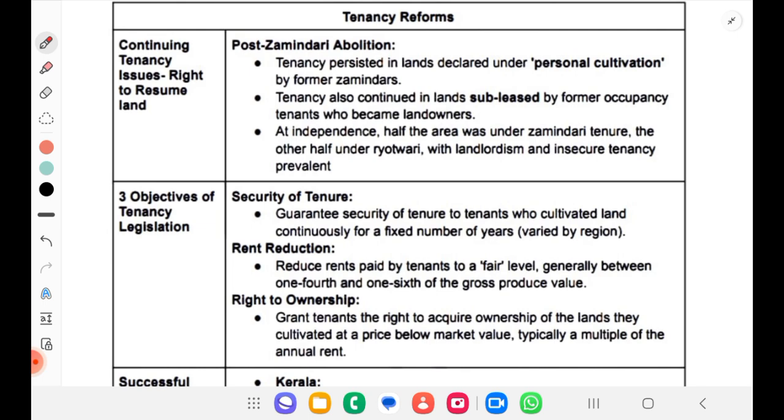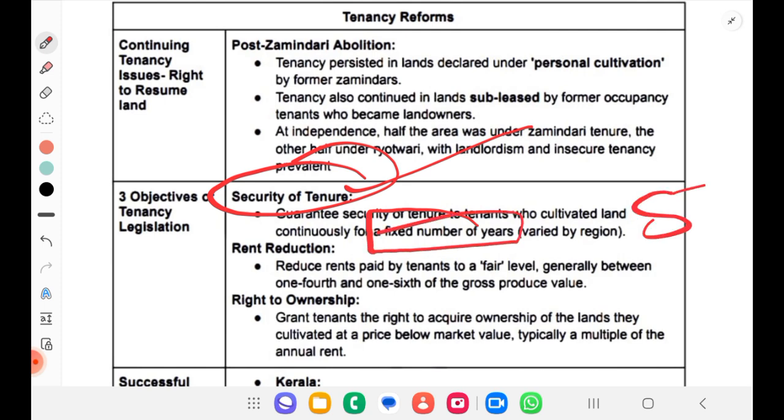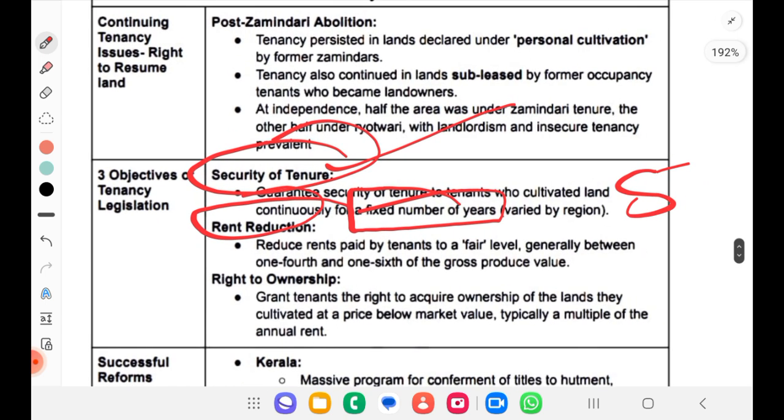So there are some tenants also left out, right? For them, there should be a security of tenure, guarantee security of tenure to tenants who cultivated land continuously for 5 years. Not for everyone, for those who cultivate for 5 years, for them there should be a guarantee. Security of tenure. Then we have a rent reduction. It should be a fair level. So 1/4 to 1/6 of the gross produce value.